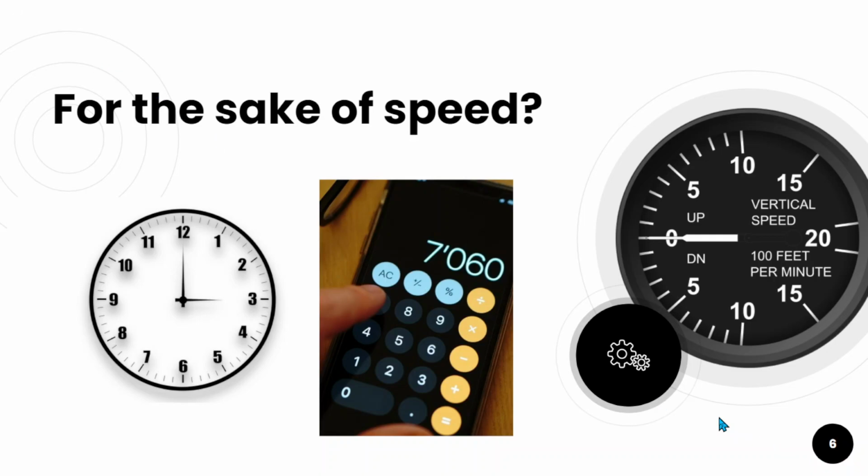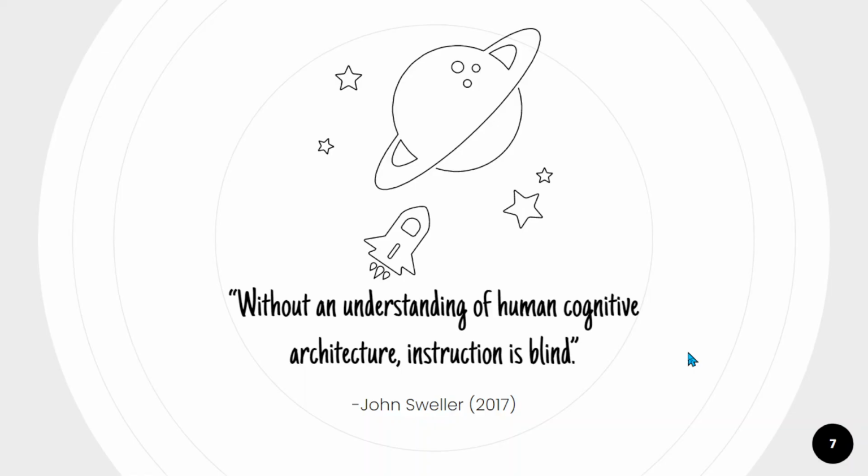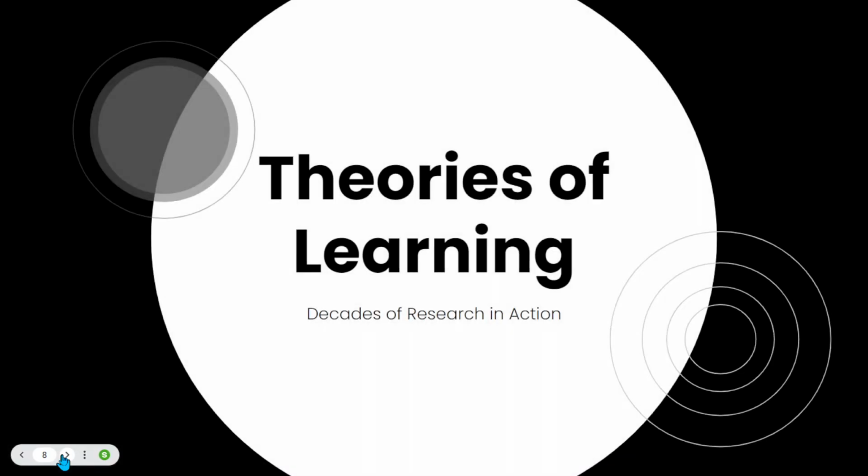What we found is really important is understanding the concepts behind that multiplication. Why are we carrying the 1 and so forth? To fully understand that, we need to take a look at how human beings learn. How does our brain absorb information? Because if we don't understand how the brain learns, then our instruction is not going to be effective. So we're going to take a look at some theories of learning.